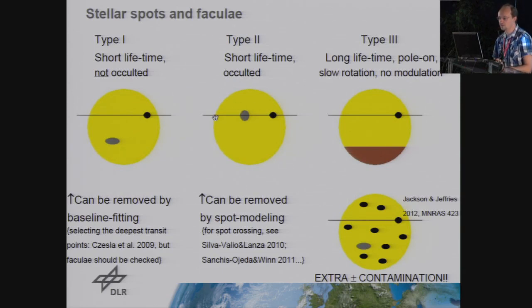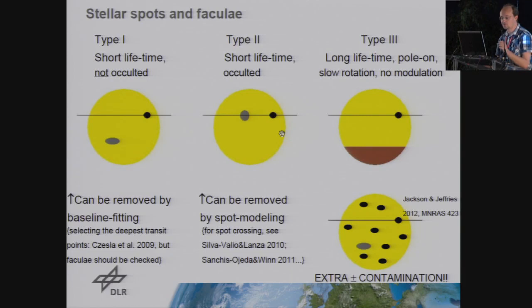The second type of the spot, when the planet crosses the spot, then this also can be removed by detailed spot modeling, which has some details, which is not discussed here. But with careful analysis, it can be done, and it was done. CoRoT-2 is a very good example, so it can be removed from the observed transit. But type 3 spots can have long lifetime. They can be close to the pole, and if the star is not rotating or it has slow rotation or the rotational axis is perpendicular to our line of sight, then this spot won't cause any modulation in the light curve.